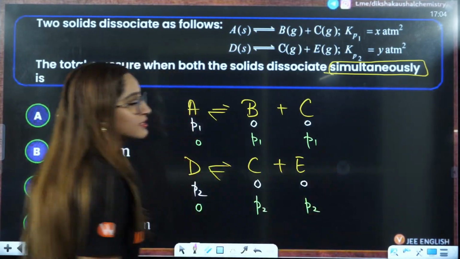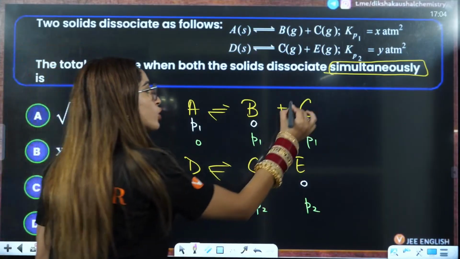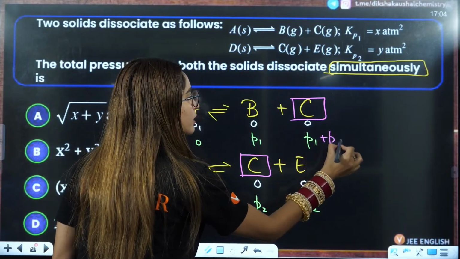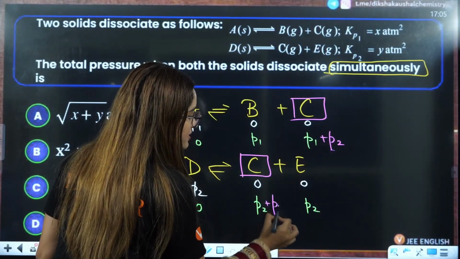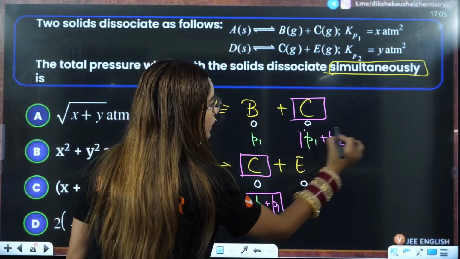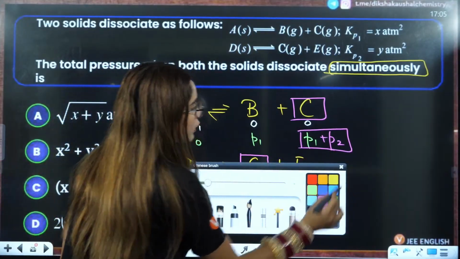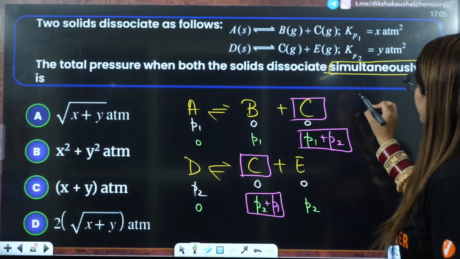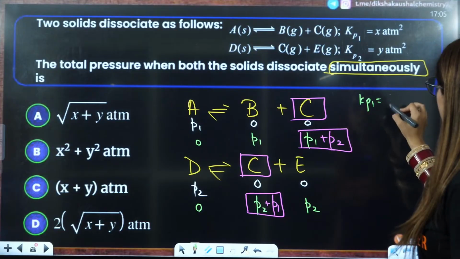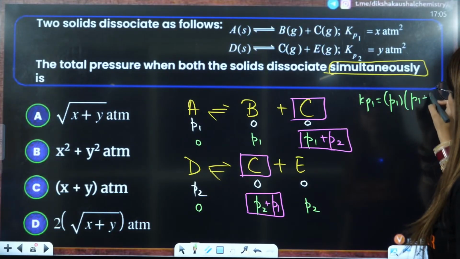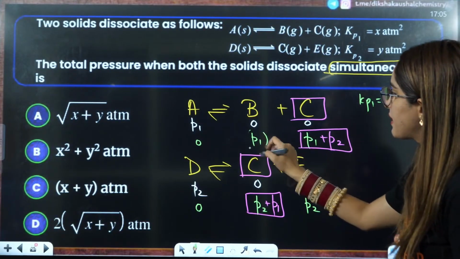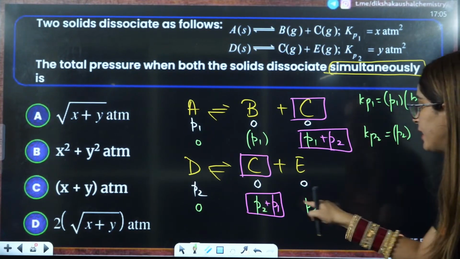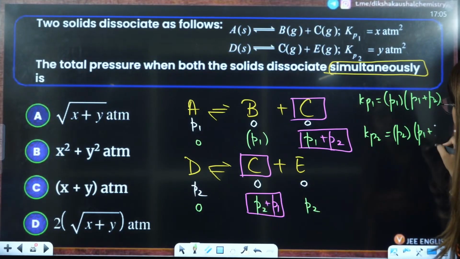Now, in simultaneous equilibrium, what you do is you pick out the common species and you add P1 and P2 there. That should be the same. That is why they both will become equal. And this is going to define your answer. Once you have reached this point, other things are very simple. You have to write the value of Kp1. That will be P1 into P1 plus P2, at equilibrium. Kp2 is going to be P2 multiplied by P1 plus P2, right?